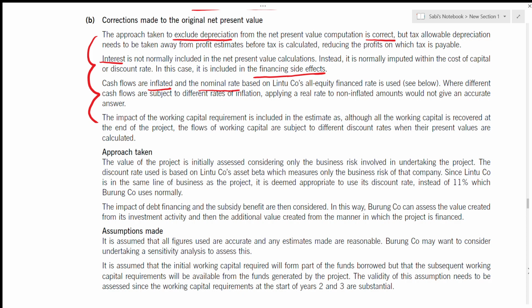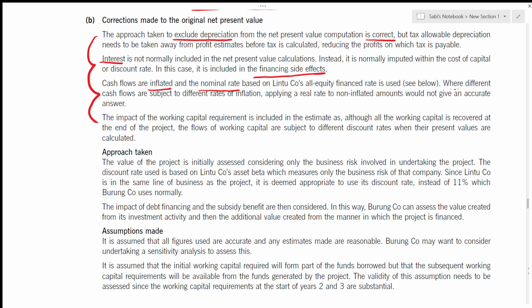Where different cash flows are subject to different rates of inflation, applying a real rate to non-inflated accounts will not give an accurate answer. This is very important. Whenever inflation is different, for example, in this case, sales have 8% inflation, project cost has 4% inflation. In this case, how can you use a real rate? Real rate means you are not inflating, and real rate is one rate only. So it's not possible. It will not give an accurate picture.